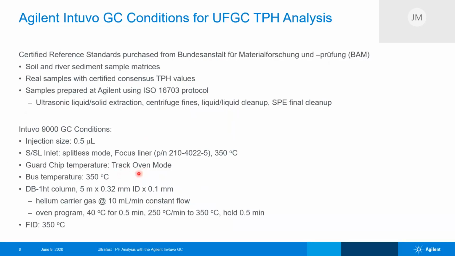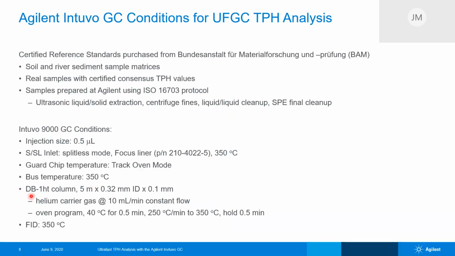So this has a separate temperature control, and so we're going to put this in what's called track oven mode. So it will start at about 50 degrees above our starting temperature for the column oven, and then it will track the column oven, and when the column oven reaches its maximum temperature, the guard chip will come to its temperature as well. There's also what's called the bus temperature. This is just the flow path that the column takes between the guard chip and the column, and then from the end of the column to the detector. And again, we're going to leave this at 350 degrees, which is similar to the splitless inlet.